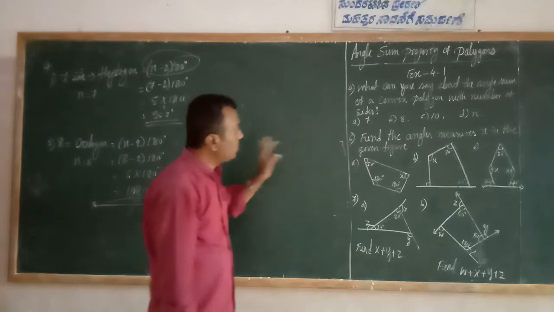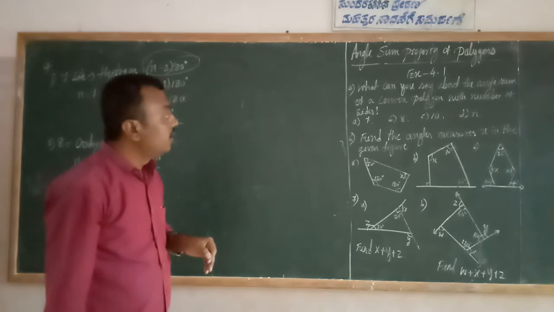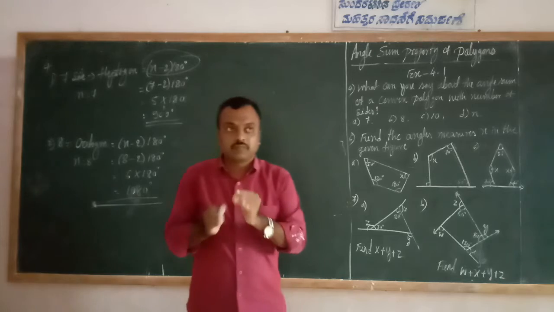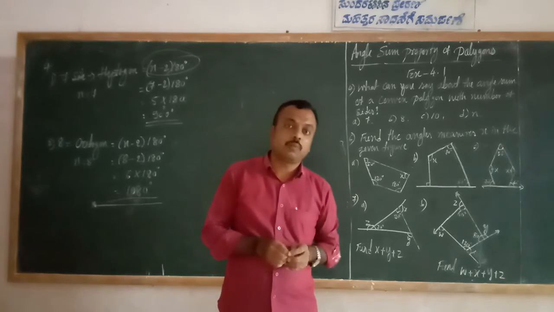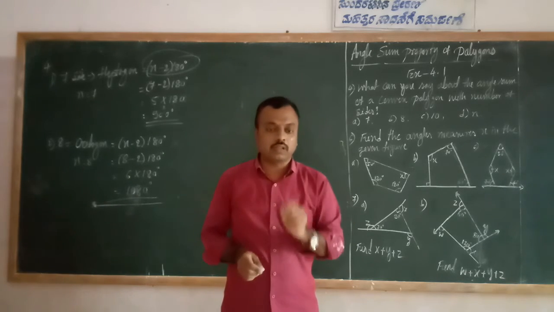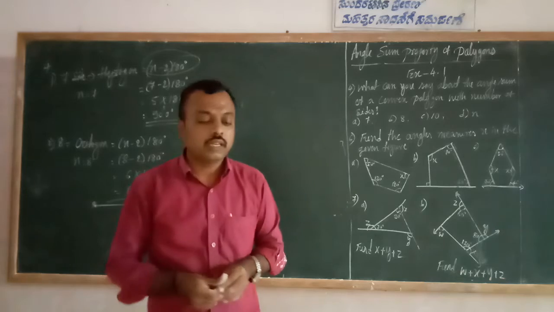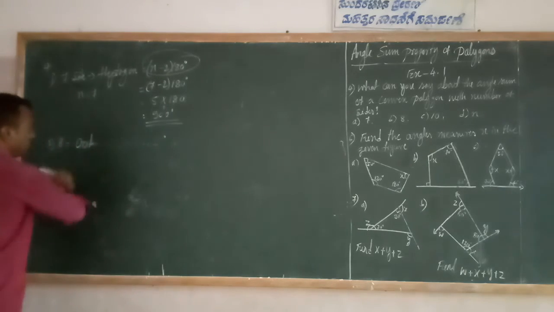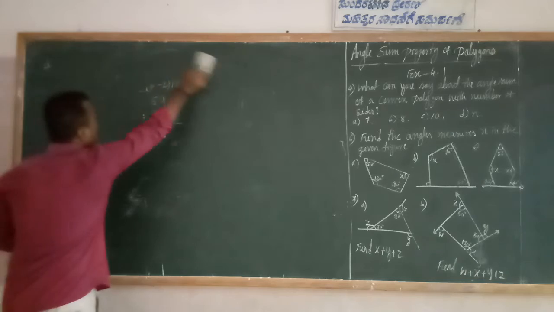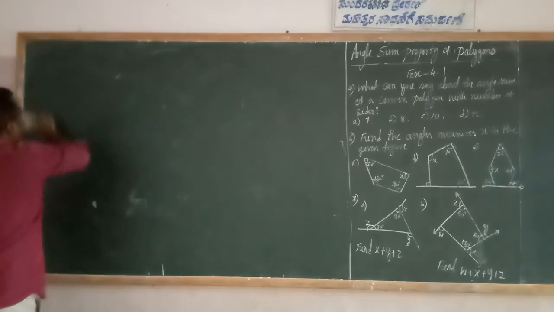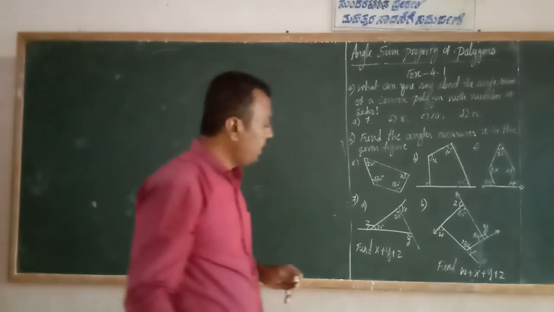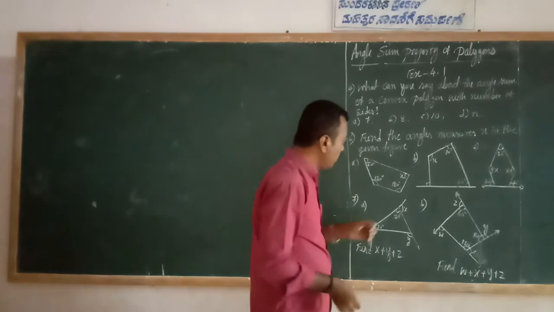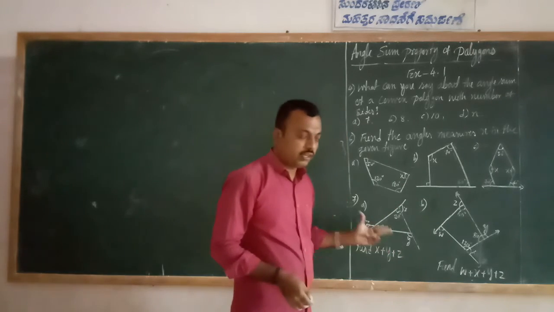Okay, next, students, I will come to the 5th one. The 5th one is also the same. What is a 3-sided polygon? What is a 4-sided polygon? What is a 7-sided polygon? Like that only the questions are there. You have to solve them. Next, I will come to the 6th one. What is the 6th one? Find the angle measure x in the given figure. See students, in some questions a figure is given.